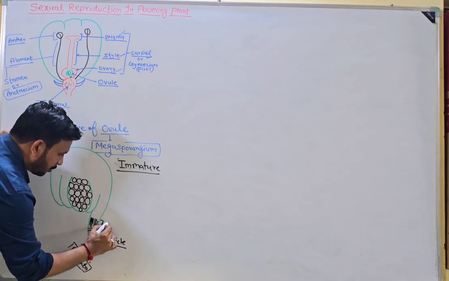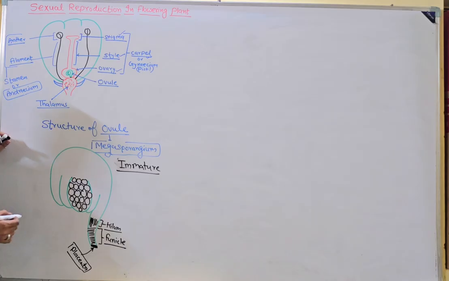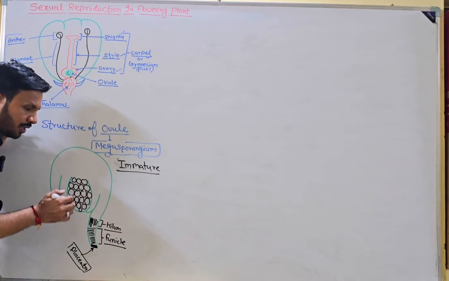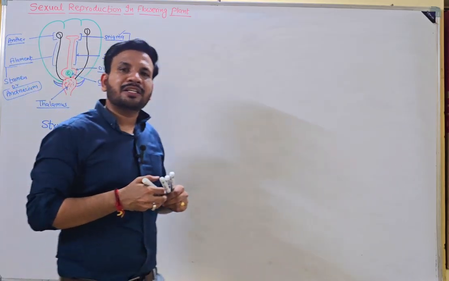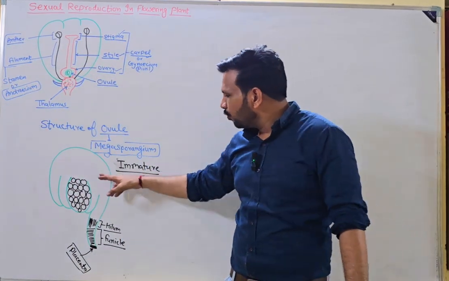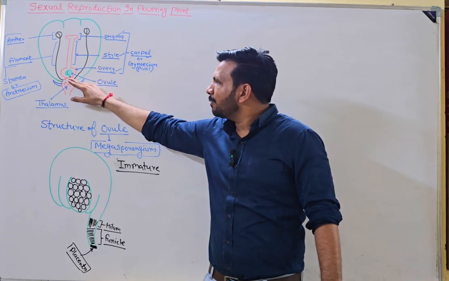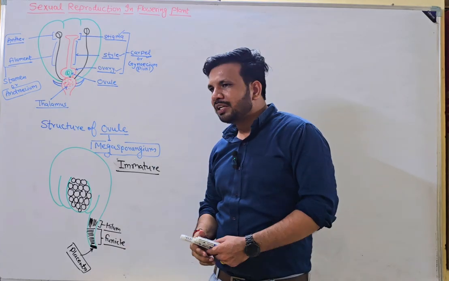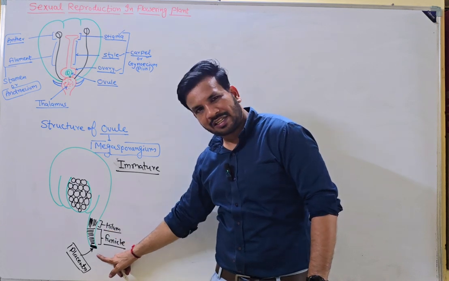And next to the funicle one more part of the ovule is there. That part is called hilum. So here how many things do we need to know? There are 3 things. One is placenta. What is placenta? Placenta is a structure which connects this ovule with the ovary wall. ये ovule को ovary wall के साथ connect करने में help करता है placenta. And funicle is a structure which is found between the hilum and the placenta.